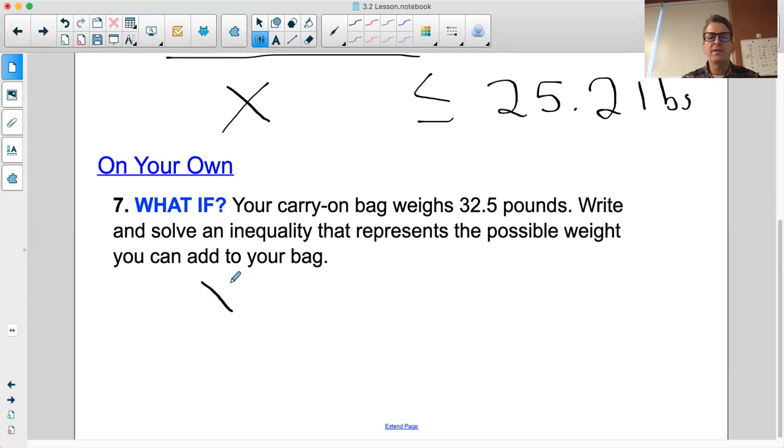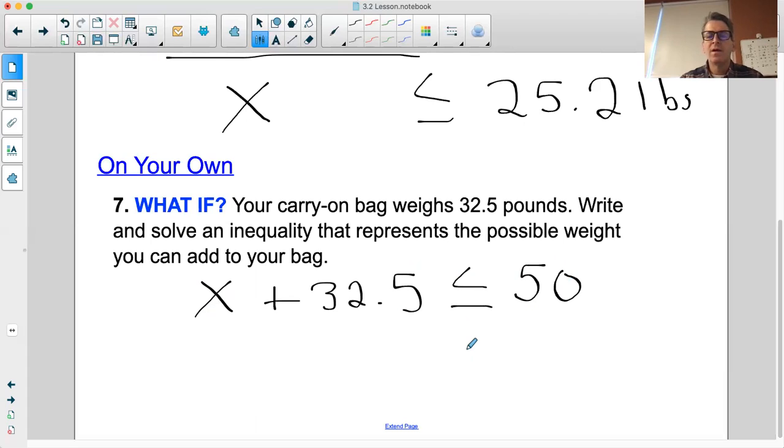So again, X is what we're going to add, plus 32.5 pounds is your carry-on bag, and that has to be less than or equal to 50 pounds. So again, it's the same weight restriction of 50, but now instead of the weight of your carry-on bag being 24.8, it was increased to 32.5.